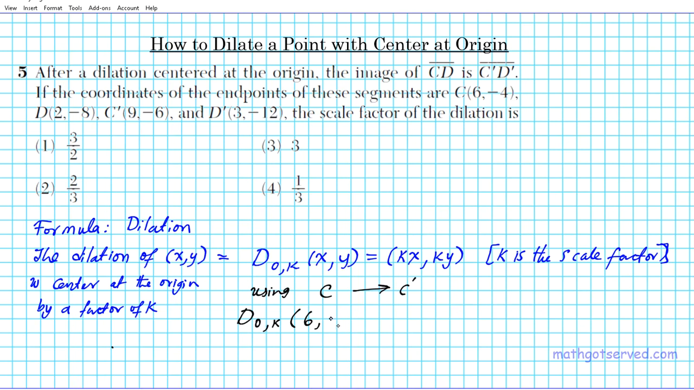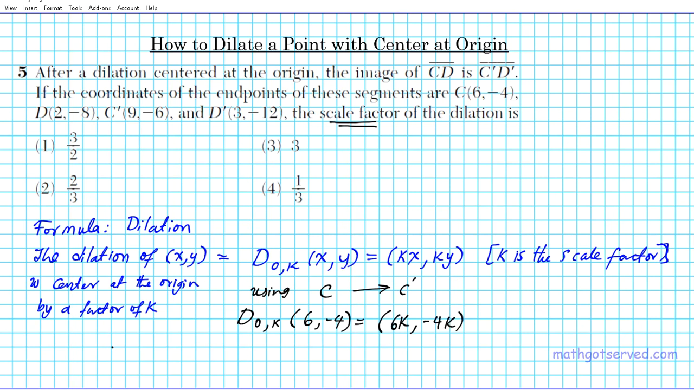C is (6, -4). We're going to be dilating C, centered at the origin, by a factor of k. What is k? K is a scale factor. That's what we're looking for. We don't know what it is yet. So if we dilate (6, -4) about the origin by a scale factor of k, we're simply multiplying the coordinates by k. So we're going to get 6k and -4k.